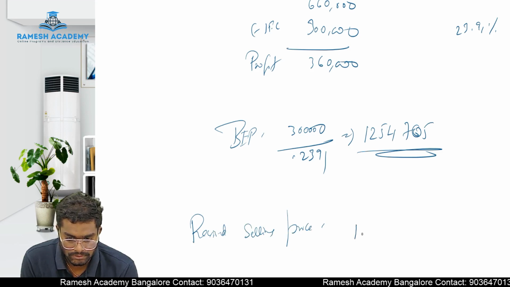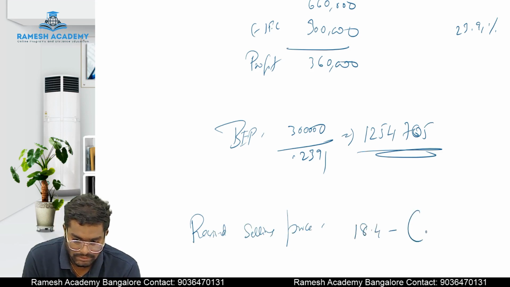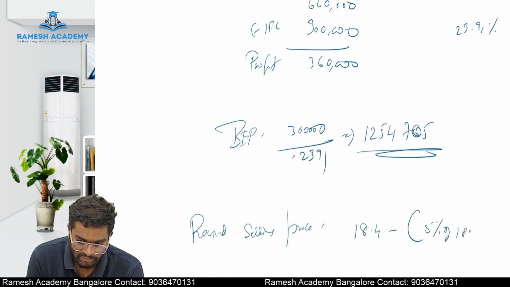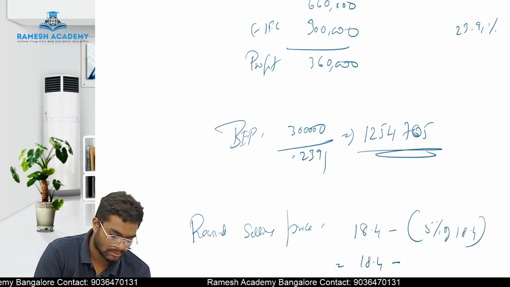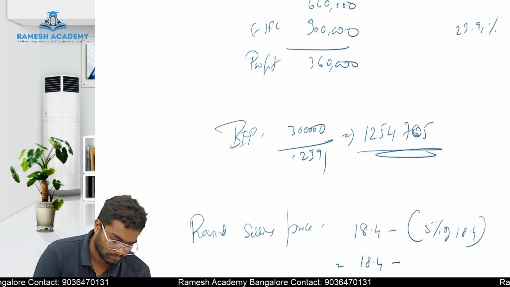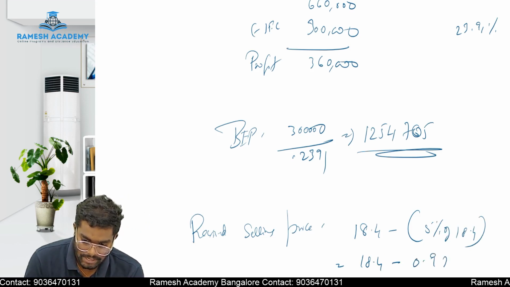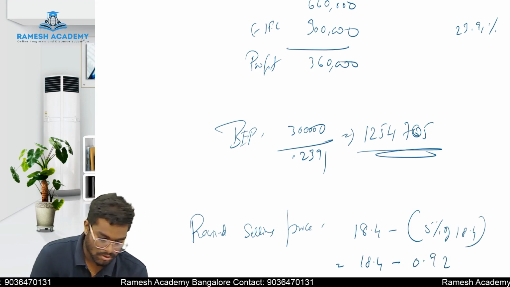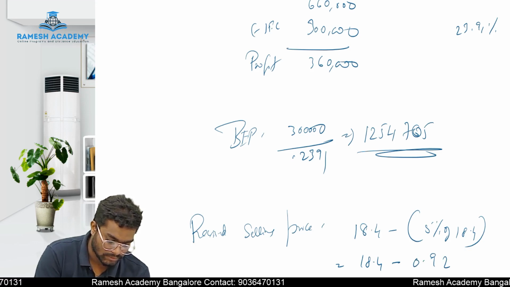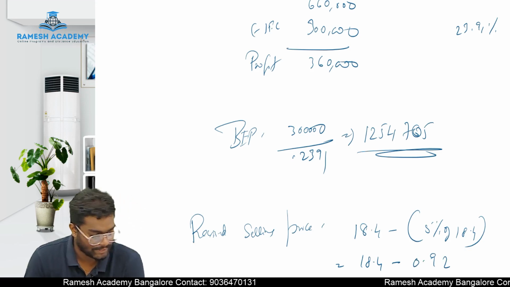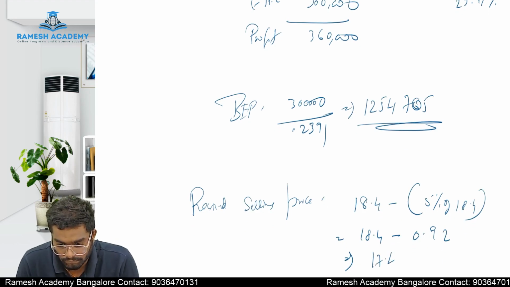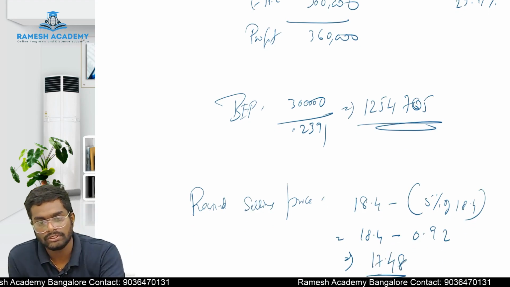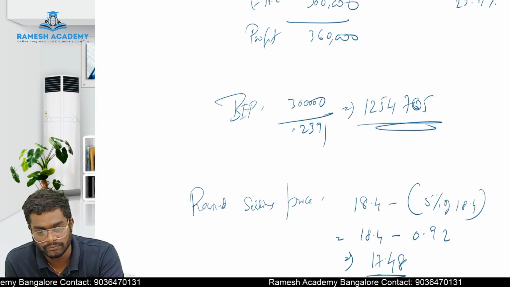Which means 18.4 minus 5% of 18.4. So it is 18.4 minus 0.92. So 18.4 minus 5%, it is 17.48. So using this 17.48, now we have to calculate the new income statement.